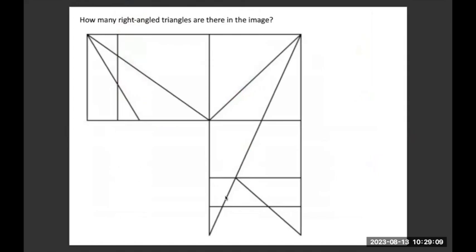Here you have to find the number of right angle triangles that are there. You will be counting just the right angle triangles, no other kind of triangles, just the right angle triangles. Okay.